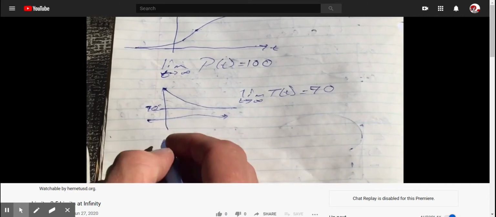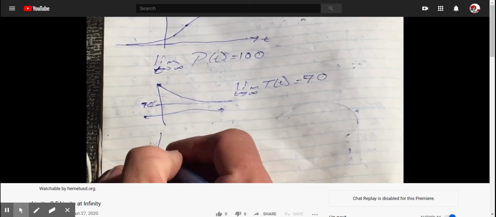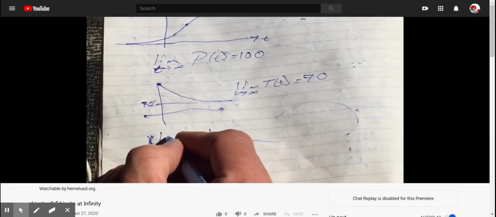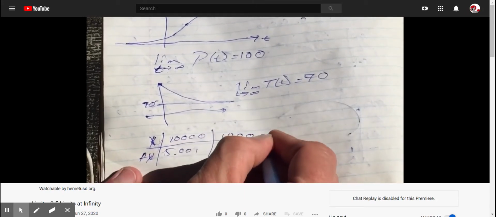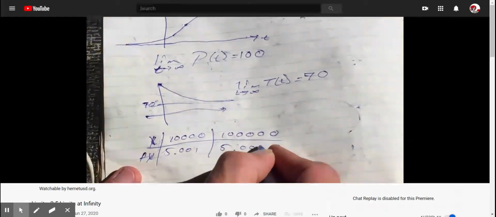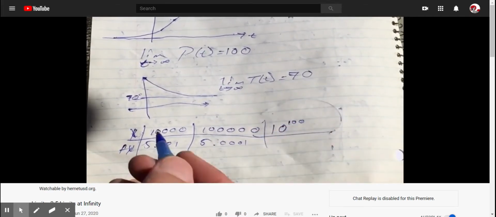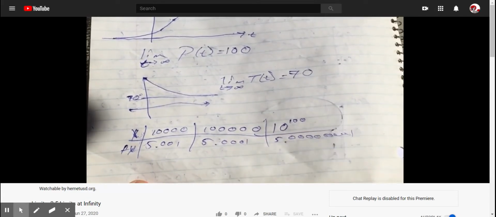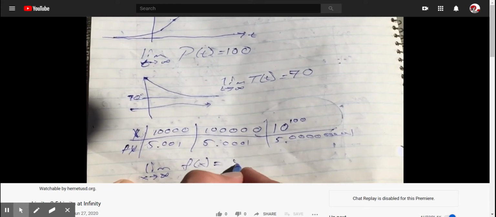Now, numerically, you can always plug in bigger and bigger values and make charts. You put in x, and we'd have f of x. Let's put in 10,000, and let's say it comes out to be 5.001, and we put in 100,000, and it's 5.0001, and then you're like, what about a googol? So then you end up with 5 point, a whole bunch of zeros, 1. You can see that eventually we would say that the limit as x approaches infinity of f of x is 5.